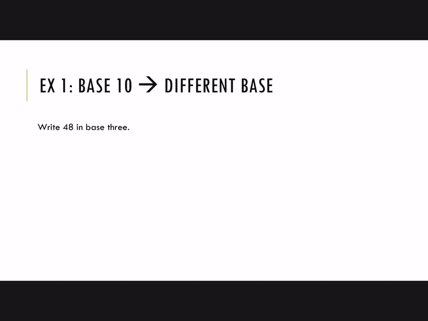And let's write this in base 3. Right now this is a base 10 number. We know that because there's no subscript. We could write 48 with a little 10, but if you don't see a subscript, then we assume that it is base 10.